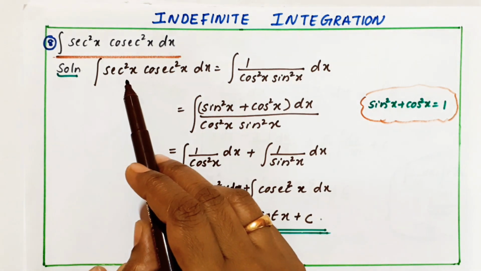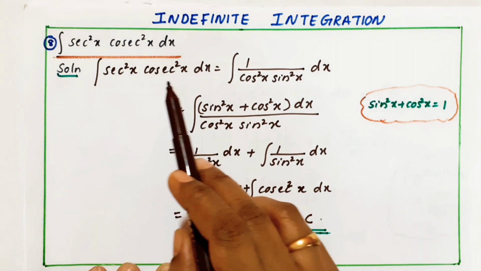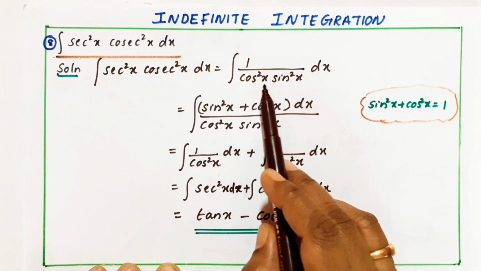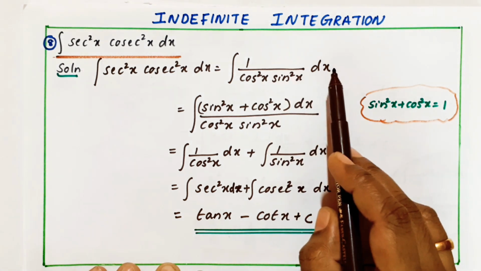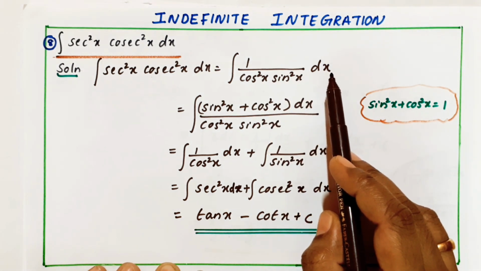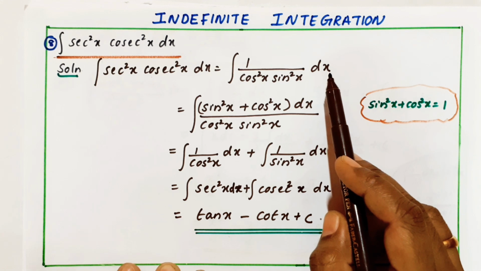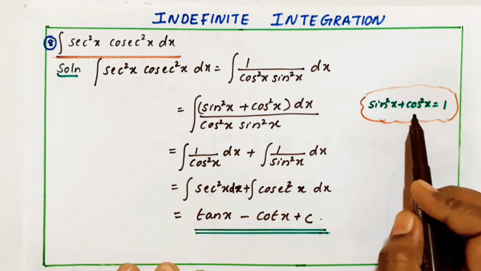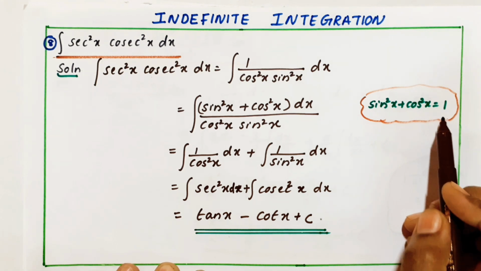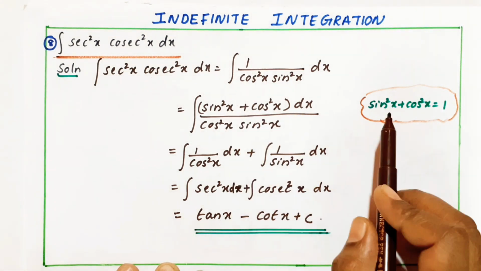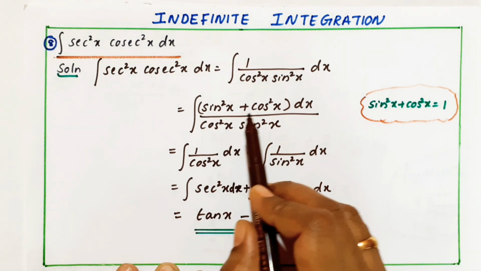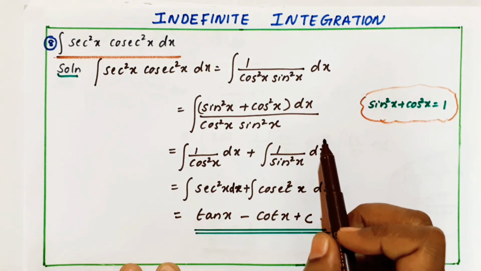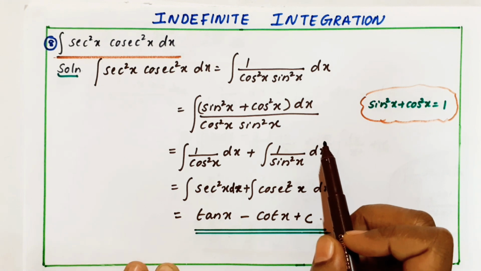So this integral of sec square x cosec square x dx you can change as integral of 1 by cos square x sin square x dx. Next, here we are using a trigonometric identity, sin square x plus cos square x equal to 1. So instead of this one I am writing this form, that is sin square x plus cos square x dx. Clear? Next step, we are splitting the terms.